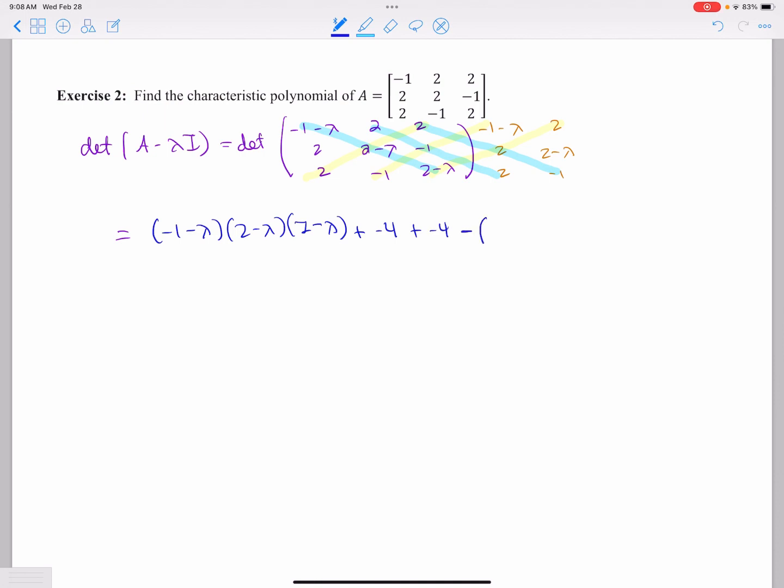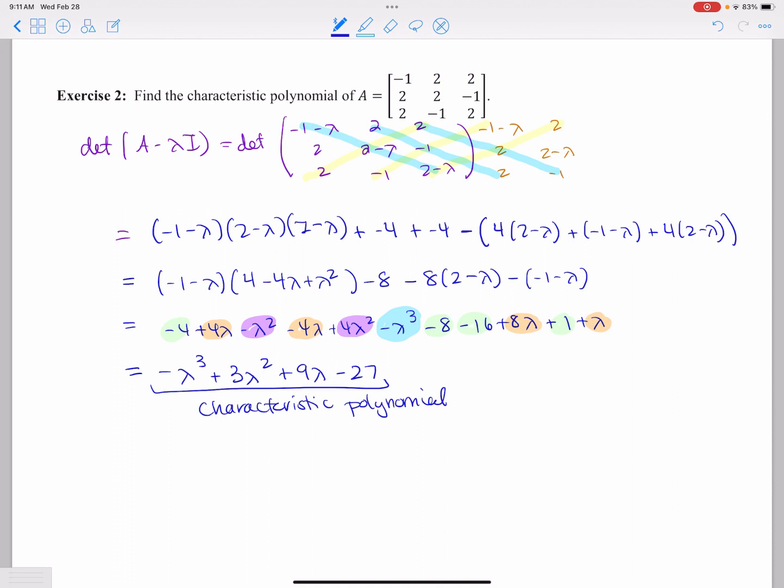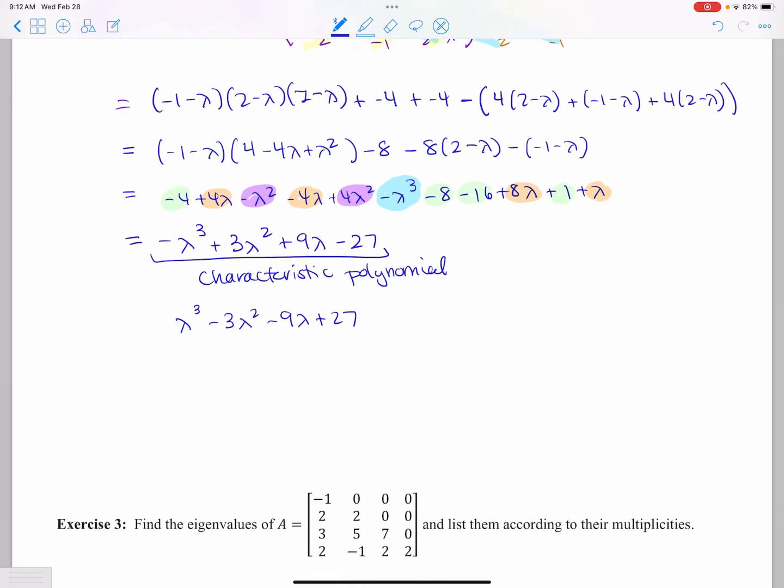And then I'm going to subtract off the top ones. So I have 4 times 2 minus lambda, plus negative 1 minus lambda, plus 4 times 2 minus lambda. I'm going to do some algebra. So here's the characteristic polynomial. You could also have lambda cubed minus 3 lambda squared minus 9 lambda plus 27 as your characteristic polynomial. When you multiply it by negative 1, it's not going to change when you solve for it equals 0.